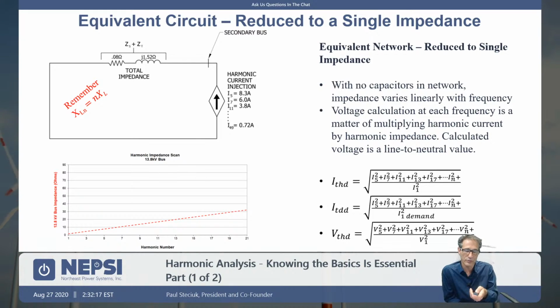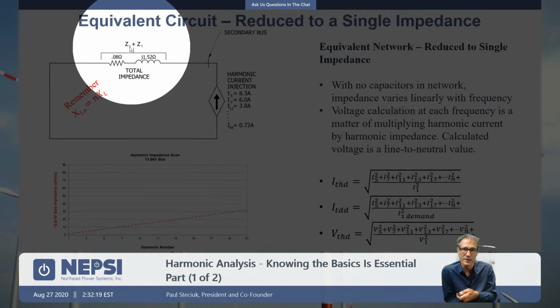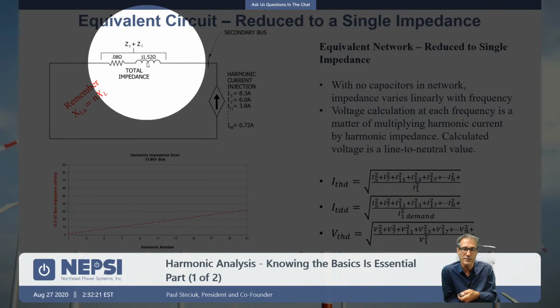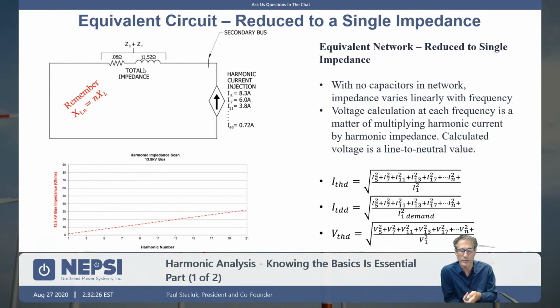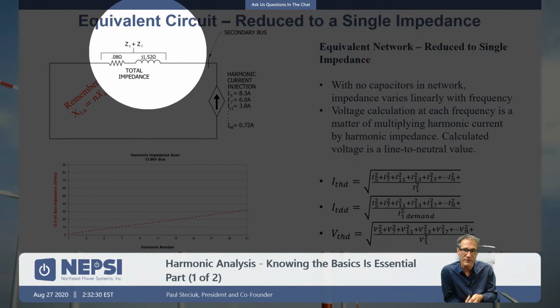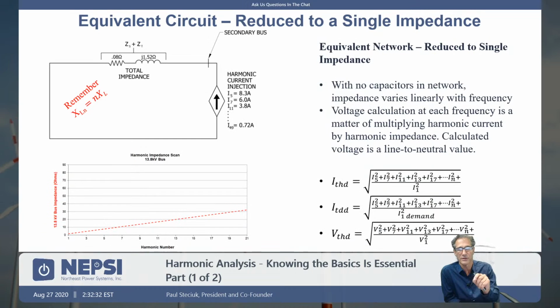So we take those two impedances, ZS and ZT. Remember, I added the R's, I added the X's, and I come up with a single impedance here. And what you have to remember from this point on is that we're talking about inductance. This 1.52 is inductance. And inductance and inductive impedance is equal to 2 pi FL, which means that if I double the frequency, I double the reactance. If I triple the frequency, in other words, the third harmonic, I triple the impedance.